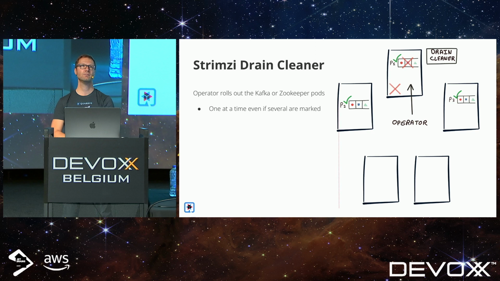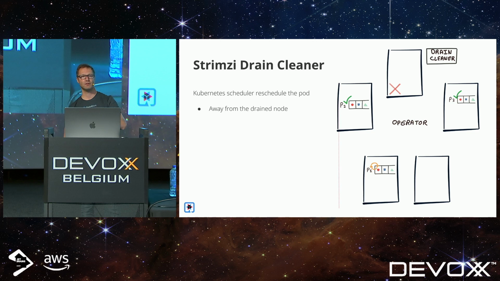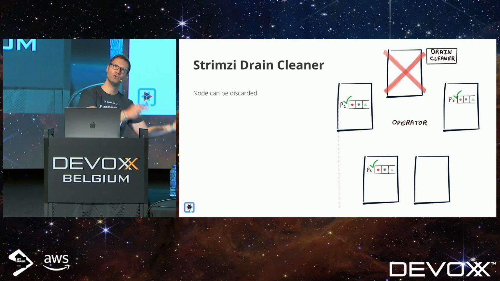And then Kubernetes, the scheduler, will say, okay, well, I'm missing one of the pods here. Let me find a suitable node, which is not the one I'm draining, but another one, and let me redeploy that pod. That pod will catch up, and then it'll be ready. And then you can physically remove the node. So that's how you do it. Whether you do it manually or via the Strimzi operator, that's the clean process to do it.